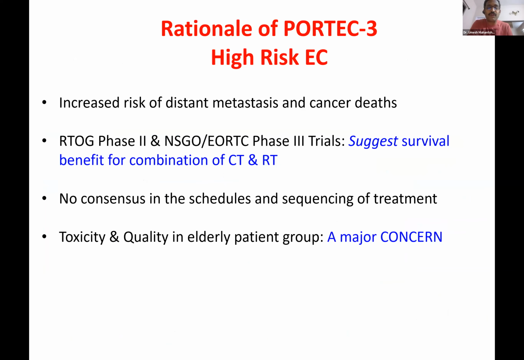The background was the phase 2 RTOG as well as the phase 3 small-numbers NSGO, Norwegian and MRC trials, which suggested a survival benefit in favor of chemo and radiation. However, what was not clearly defined was the sequencing and the schedule of radiation and chemotherapy. More importantly, you should also remember that in the elderly patient group, the quality and the toxicity of the treatment is also of major concern.